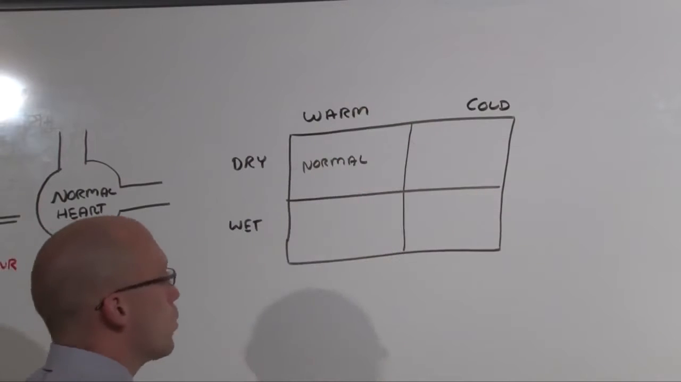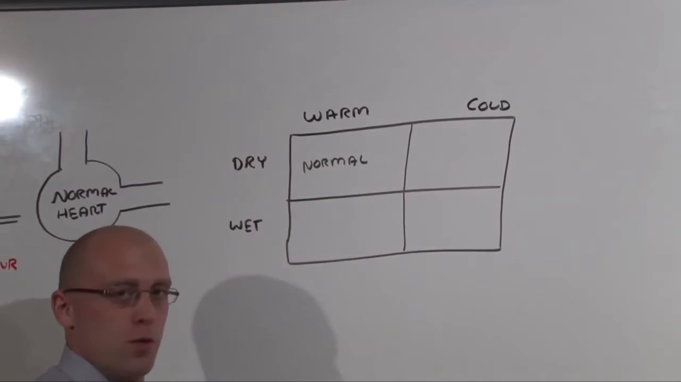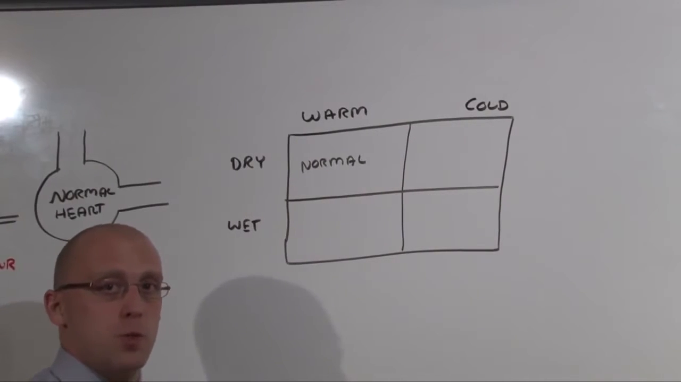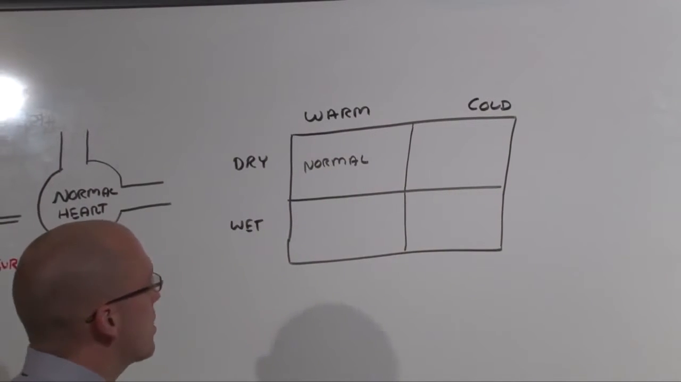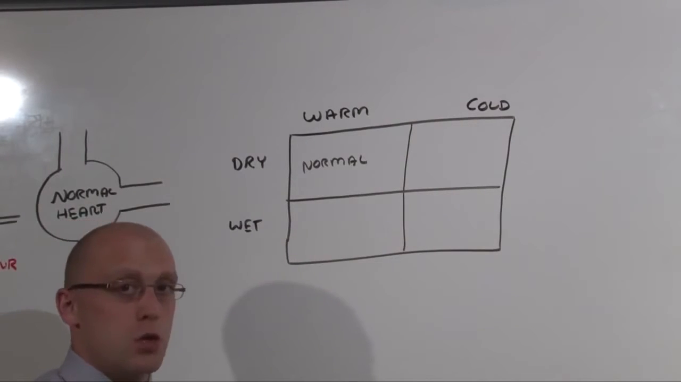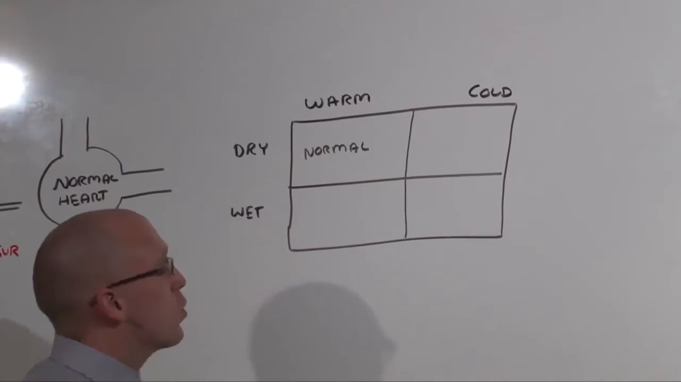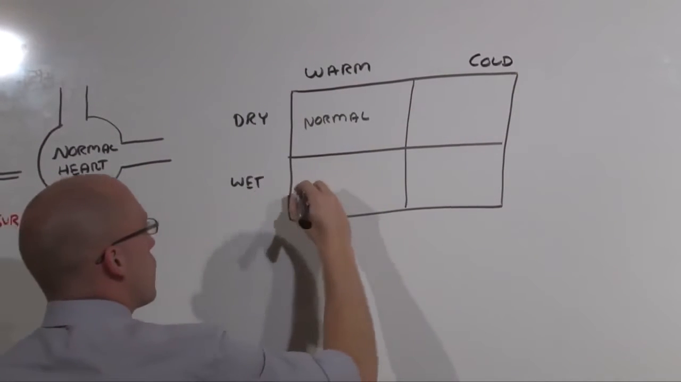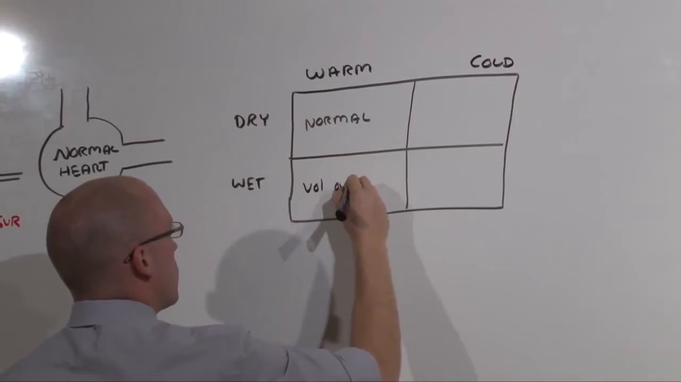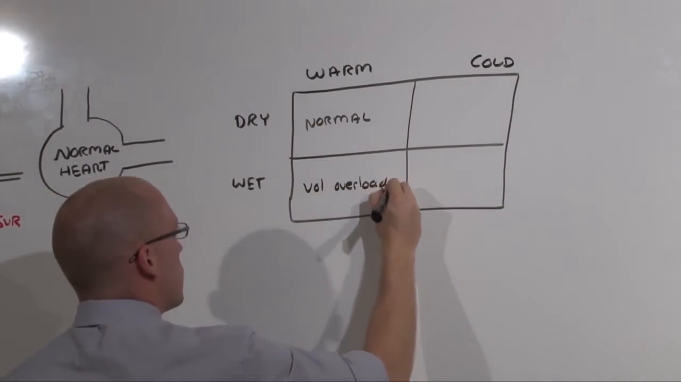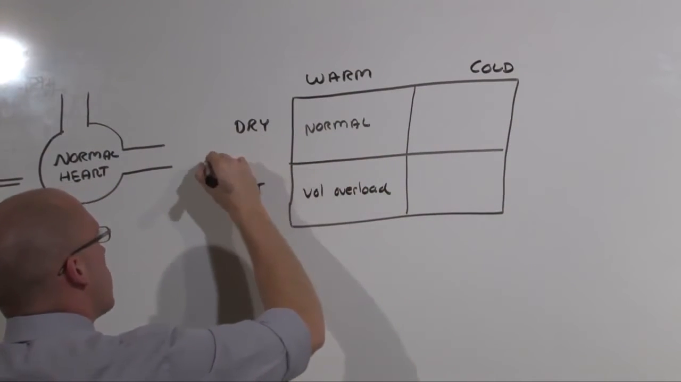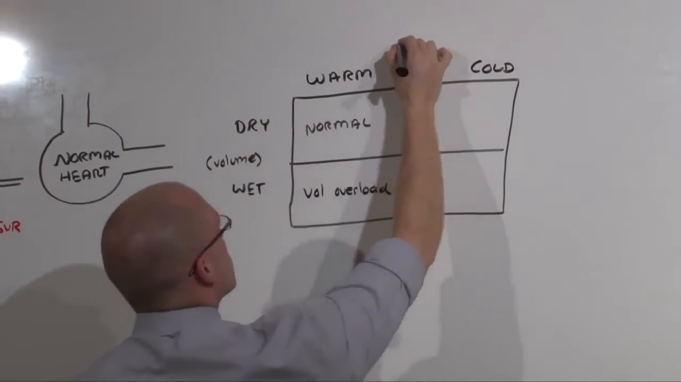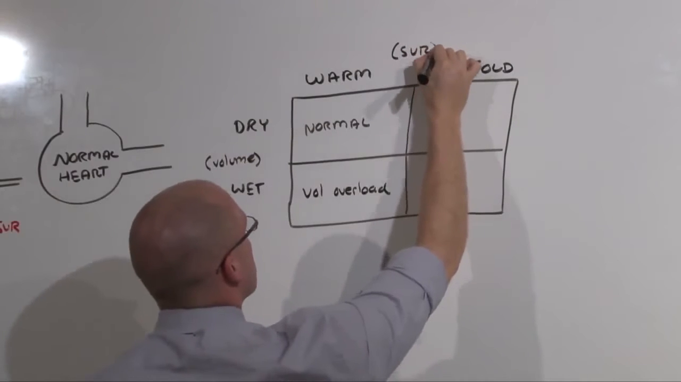They are warm and well perfused, and they're not volume overloaded. Warm and dry is a normal patient doing well who does not need to be admitted. The common patient that we see on an internal medicine floor service is going to be the patient who is warm but wet. This is simply volume overload. Wet and dry are assessments of volume. Warm and cold are assessments of systemic vascular resistance.